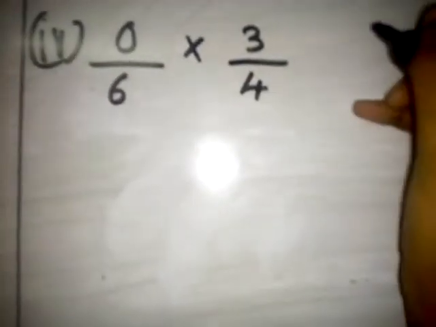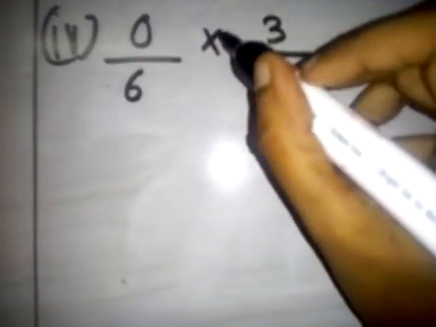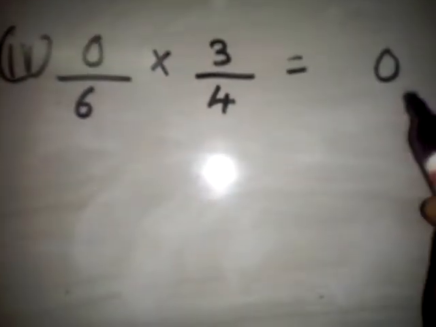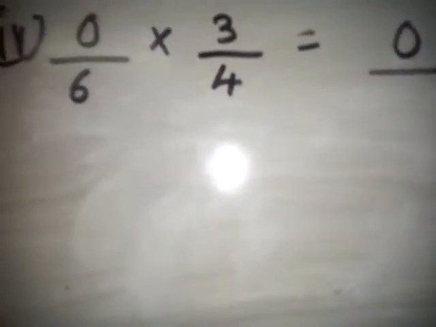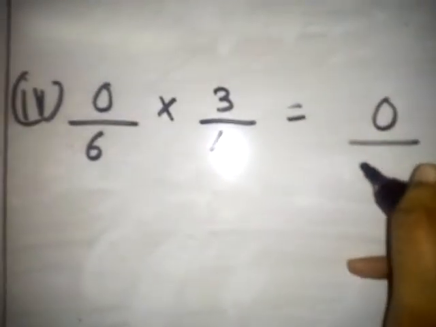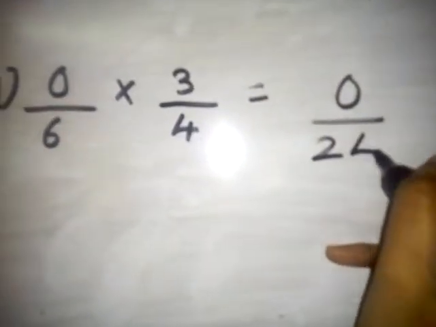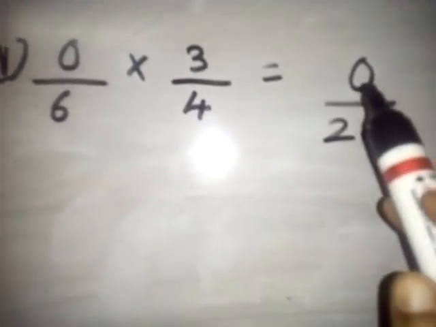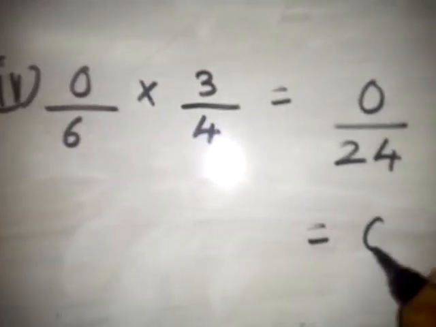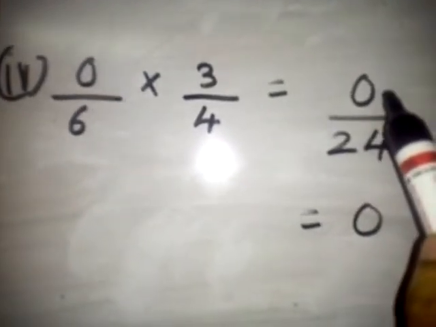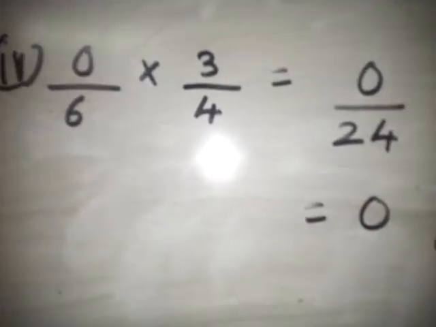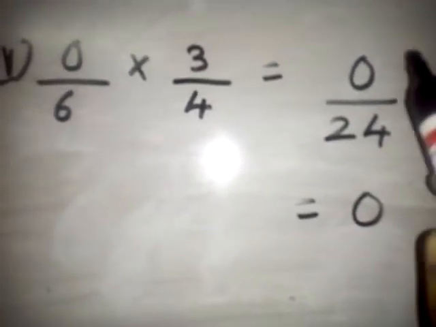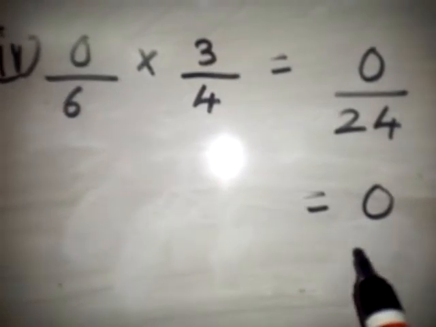Now look at fourth one. 0 3s are 0. Any number multiplied by 0 is 0. Upon 6 4s are 24. The answer is 0 upon 24. In the numerator, if your answer is 0, then your answer is 0, because 0 doesn't have any value. Only in numerator. If your answer is coming 0 when you multiply, then your answer is 0. 0 upon 24 means 0. Remember this point.